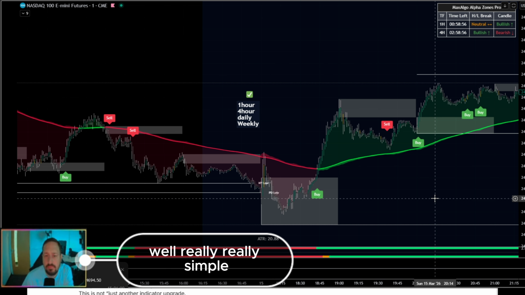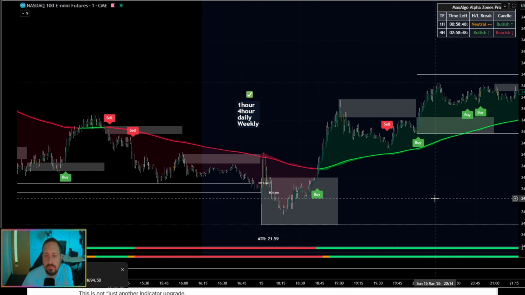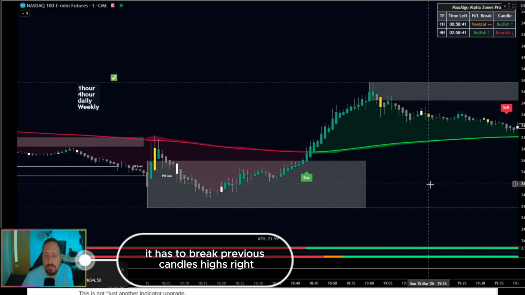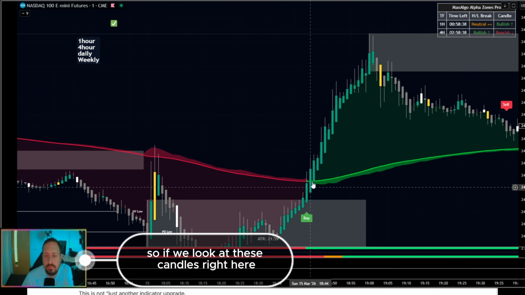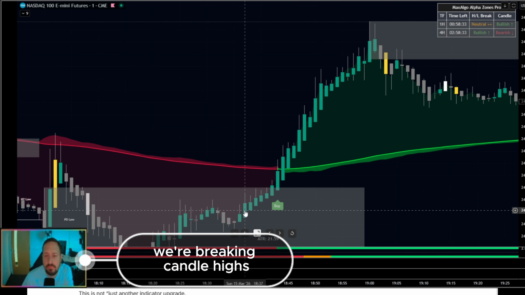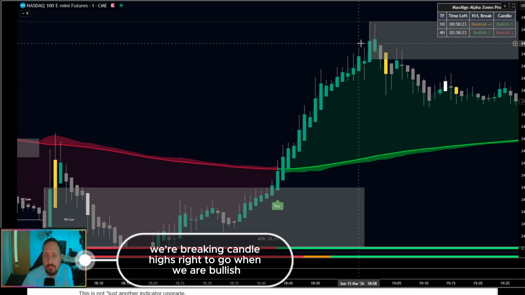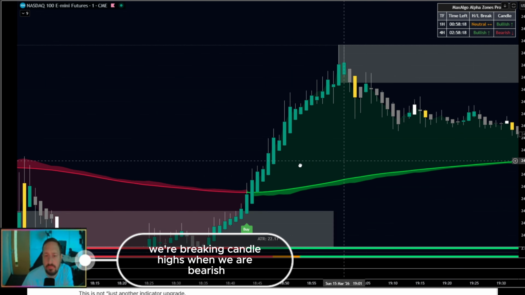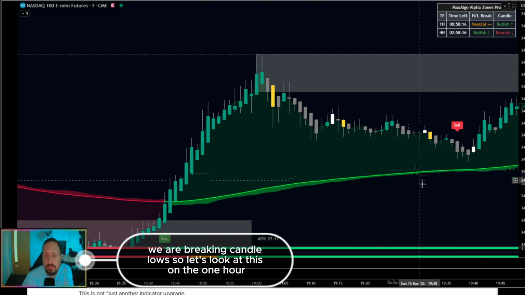Well, really, really simple. If you are bullish, if price is going up, what do you need to happen? Price has to go upwards. It has to break previous candle highs, right? So if we look at these candles right here, and these are Heikin-Ashi candles, just because it smooths things out, but you can just see, look, we're breaking candle highs, we're breaking candle highs, we're breaking candle highs, right? When we are bullish, we're breaking candle highs. When we are bearish, we are breaking candle lows.